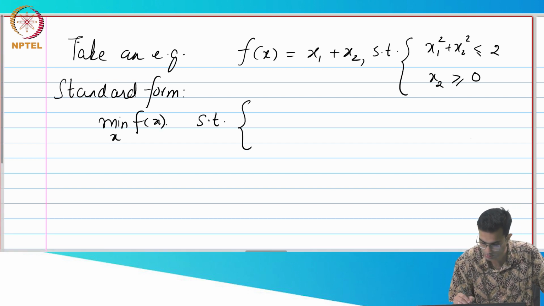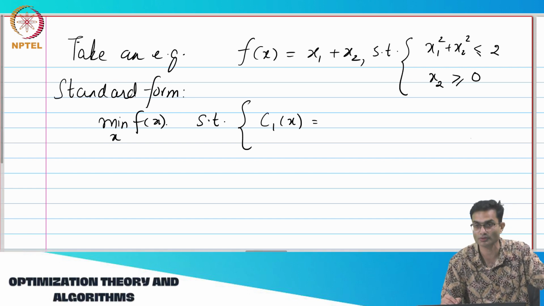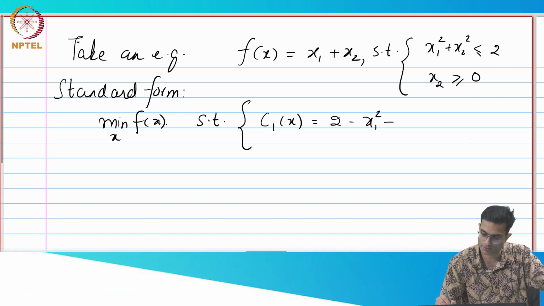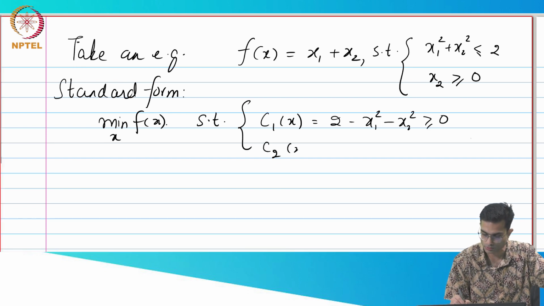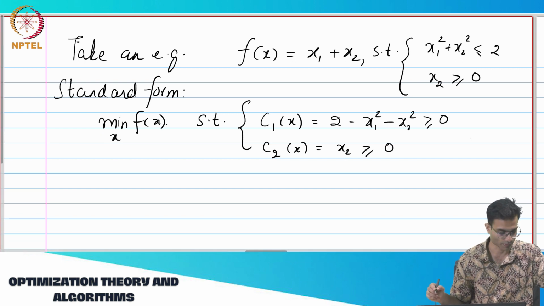So let's denote this. C1(x) is the first constraint. Right. So how should I write it? 2 minus x1 squared minus x2 squared is greater than or equal to 0. C2(x) is equal to x2. This is already in the standard form. So this is my feasible set.